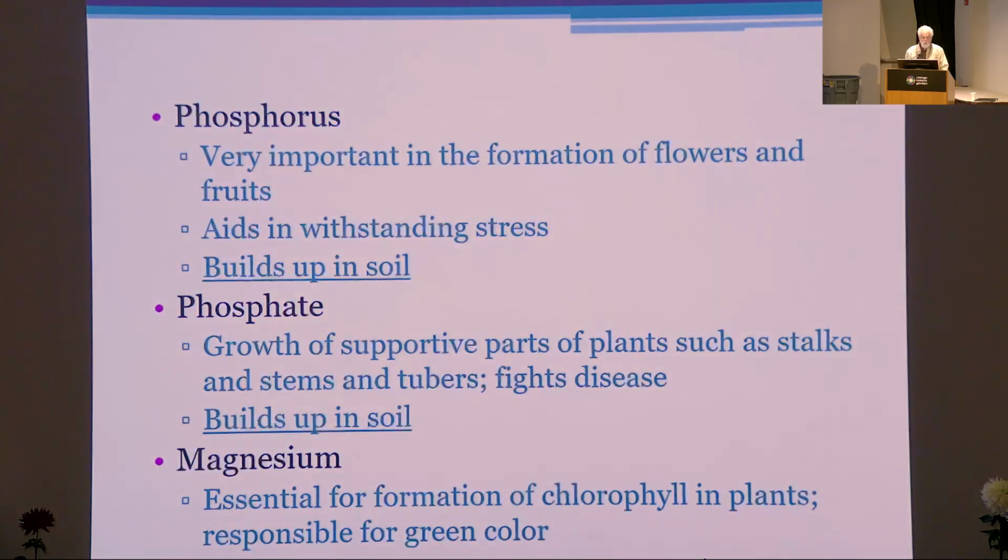In an ideal world, we know phosphorus is important, particularly in the formation of flowers and fruits, which dahlia growers are interested in. It's also very important in helping withstand stress. It tends to build up in the soil. Phosphate is very important in plant structure, particularly the stems and stalks. It also is important in fighting disease. Magnesium is part of the chlorophyll molecule, so it's essential for proper photosynthesis in the leaves of your plants.